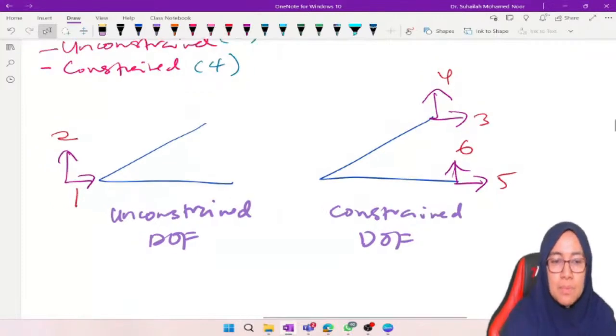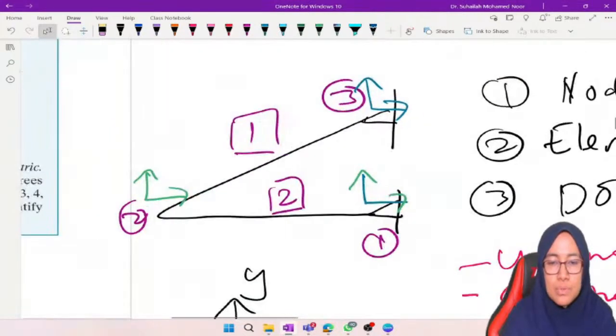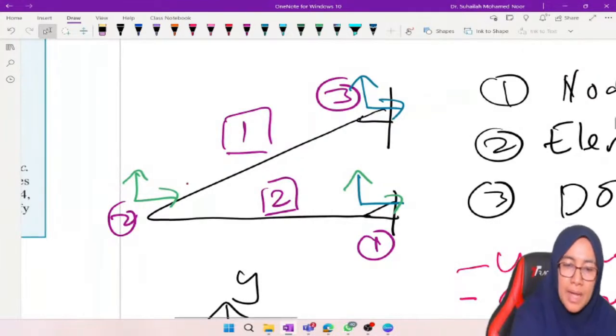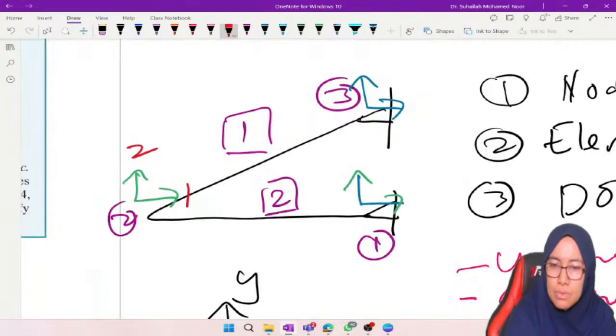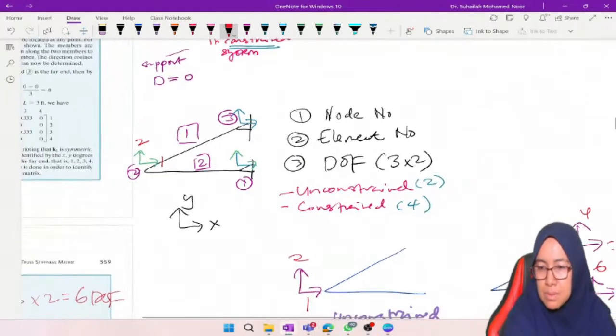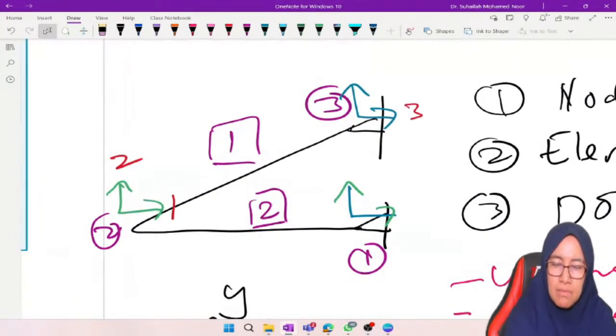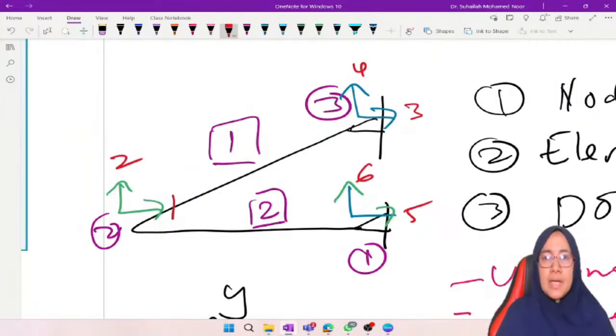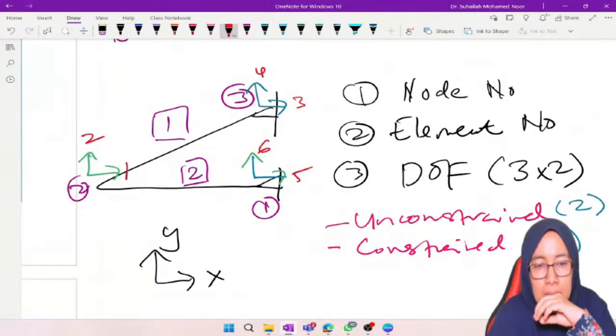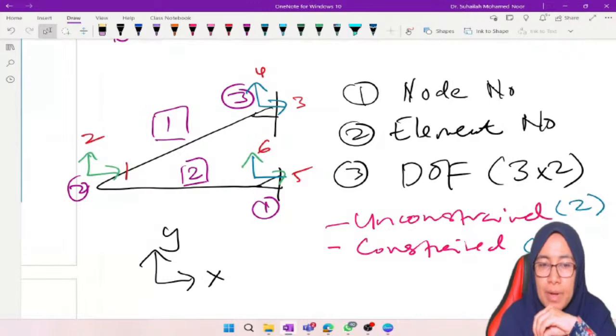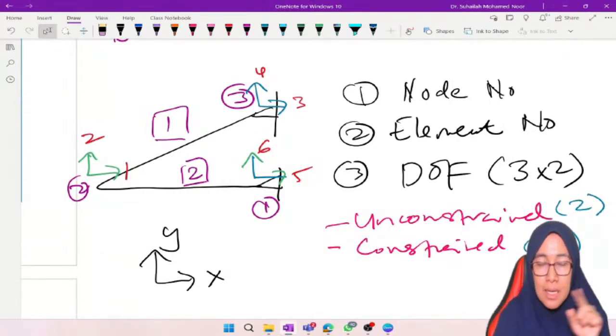These 6 degrees of freedom we will put into this diagram: 1 and 2, 3, 4, 5, 6. There are 3 types of numbering here. We have the number in a circle, representing the node number. Number 2, we have the element number, and the element number is the number in a box.